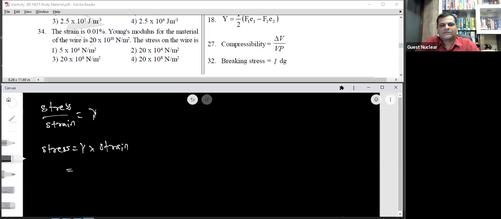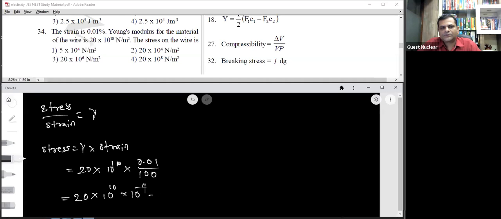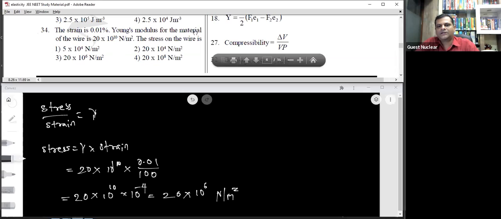And what is the Young's modulus given here? It is 20 into 10 raised to 10, correct? And if you multiply it by strain, which is 0.01%, so 0.01% मतलब क्या? 0.01 upon 100, right? So here we can see this will be 20 into 10 raised to 10 multiplied with 10 raised to minus 4, so that it comes out to be 20 into 10 raised to 6, right? And this is in Newton per meter square. So 20 into 10 raised to 6 कहाँ पे है? Third will be the correct option.